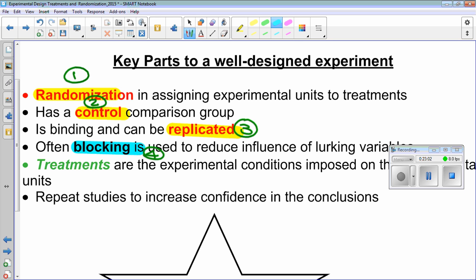2, control. We've already kind of talked about that, but we haven't called it a control. What's a control? What's an example of a control that we've already discussed? The placebo would be an example of a control. A control group is somebody that doesn't get the treatment. There is no treatment, or there's a placebo.